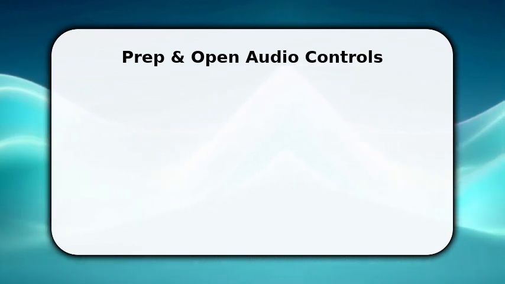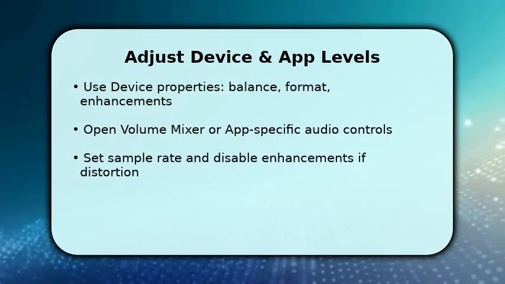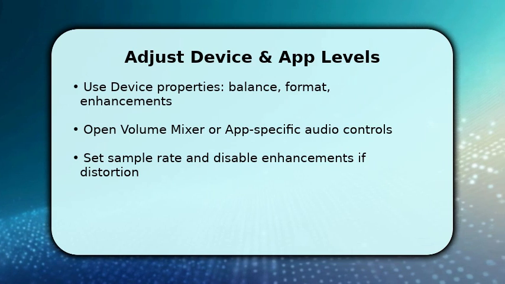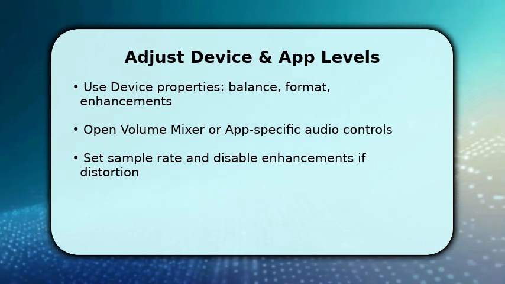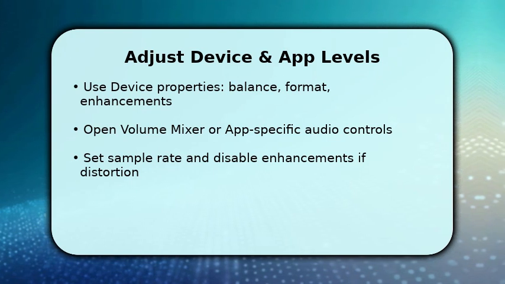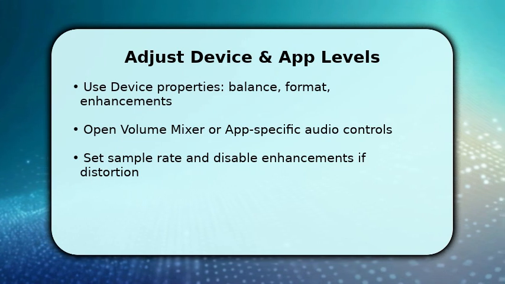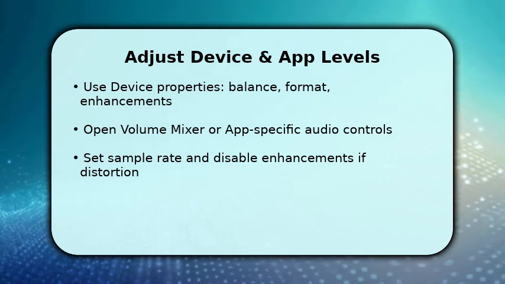Make sure exclusive mode is off if using multiple apps. This prevents one app from locking audio. Now you refine the audio path. You'll open device properties to adjust channel balance, choose the output sample rate, 44.1 kHz versus 48 kHz, and review enhancements. Sometimes disabling virtualizers or boosts fixes distortion.